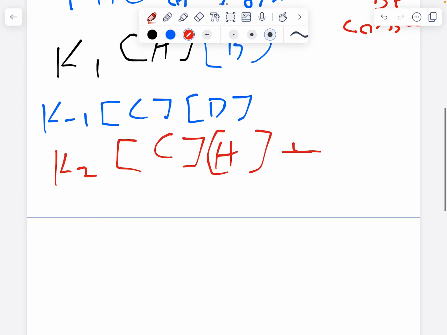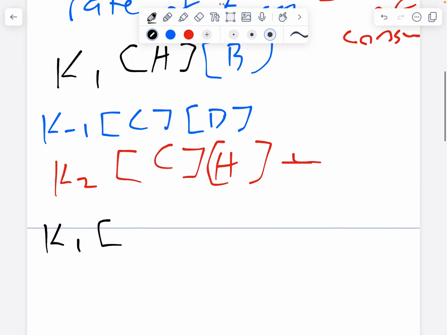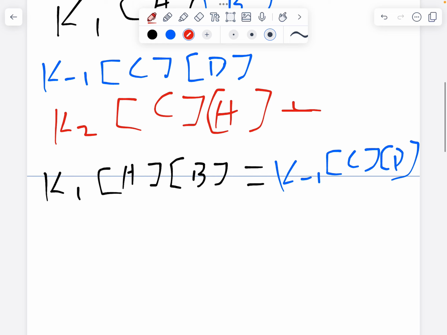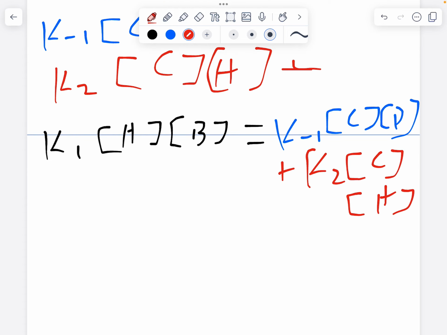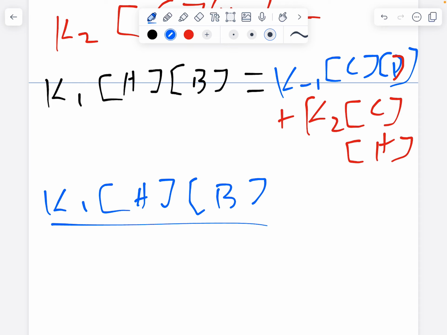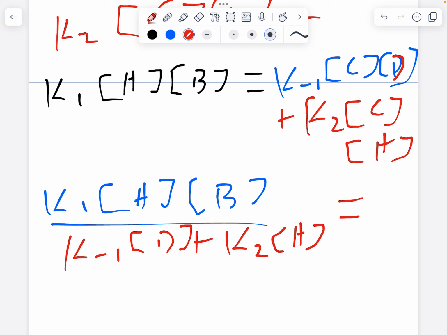All right, so let's equate these two things together. The rate of formation of C is equal to the rate of consumption of C. And then what we always do in the steady state is isolate for the C. I'm going to skip a couple steps, but K1 times A times B, divided by K minus 1 times D plus K2 times A, the concentration of A, of course, is equal to C. Look at that, I got a new color for C.